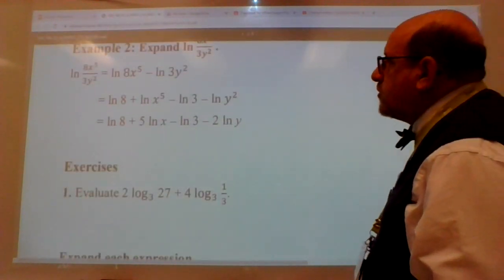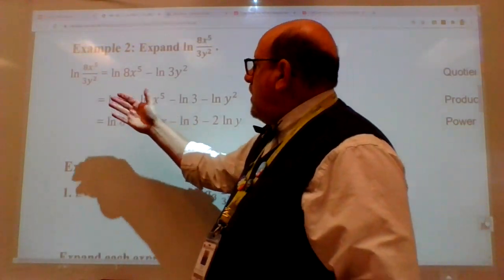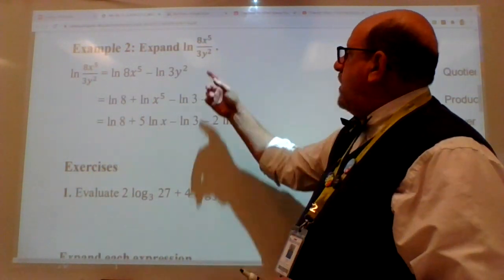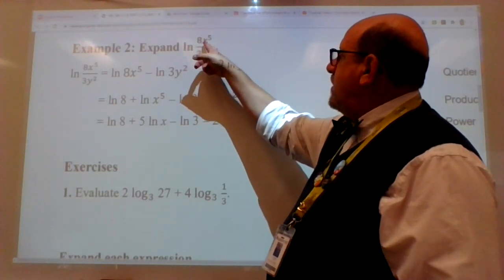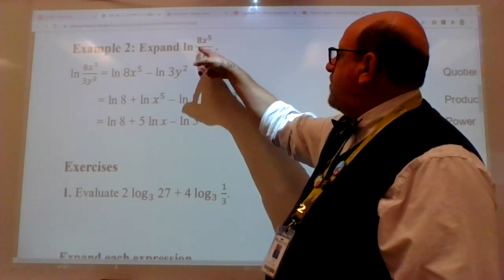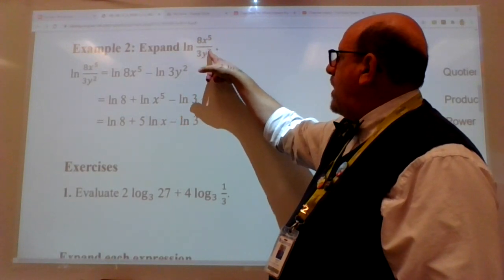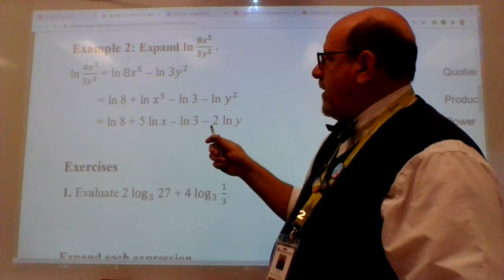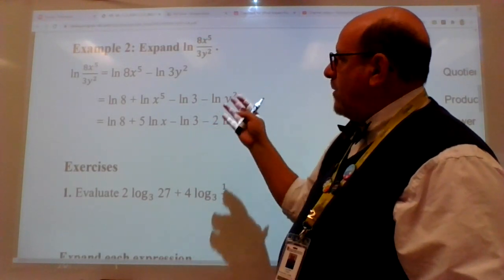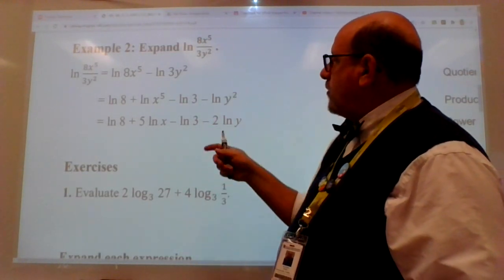Sometimes you just have to expand something that looks like this. All right, expand this: the natural log of 8x to the 5th over 3y squared. Well, we can't solve anything. We have an x and a y, and we don't really know how to expand that, right?